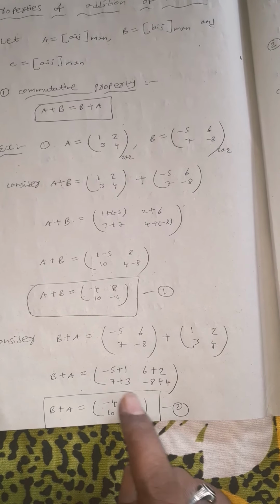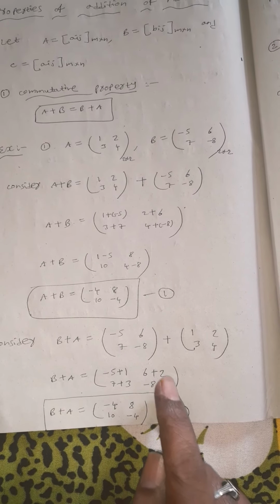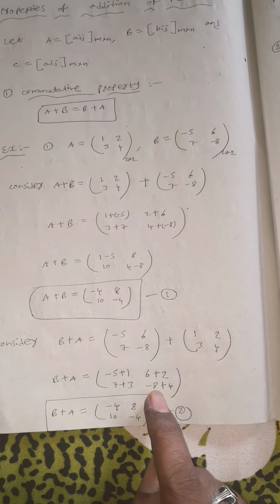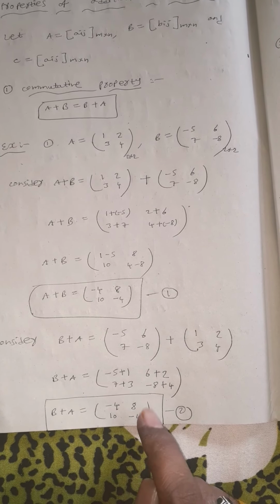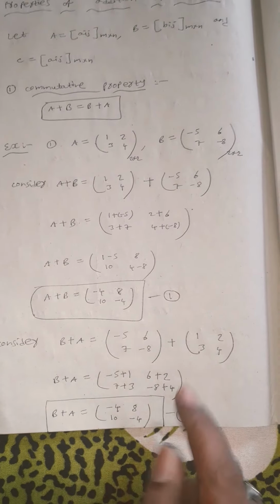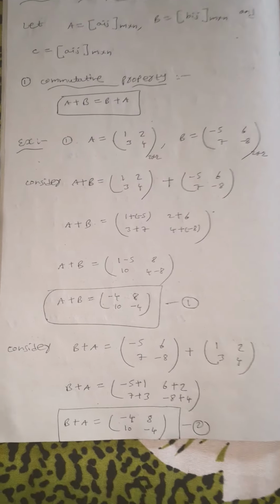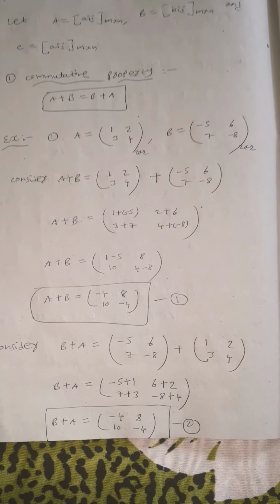6 plus 2 is 8. 7 plus 3 is 10. Next minus 8 plus 4 means the big number is having the negative symbol, right? Minus as it is, 8 minus 4 is 4. Overall answer is minus 4. From 1 and 2 we are getting the same answers. So the commutative property is satisfied.